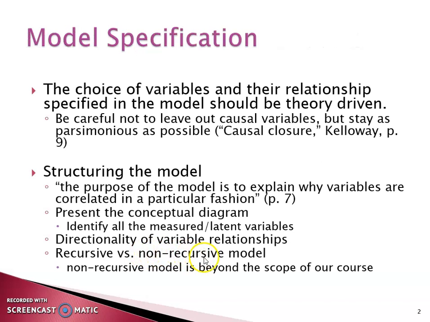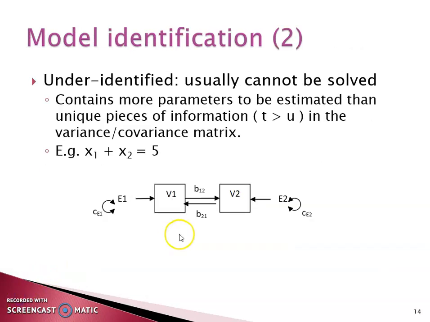There is another type of model that's called a non-recursive model, in which you see the causal relationship between two variables is not clear. It's bidirectional. There are often mathematical problems and identification issues associated with non-recursive models. So I do not encourage you to include this non-recursive type of relationship in your model, and it's not going to be covered in our course.